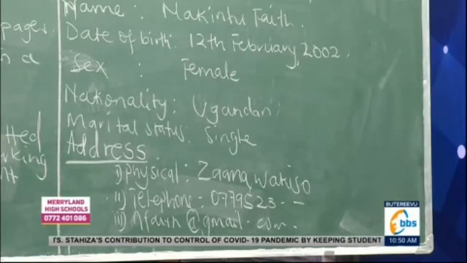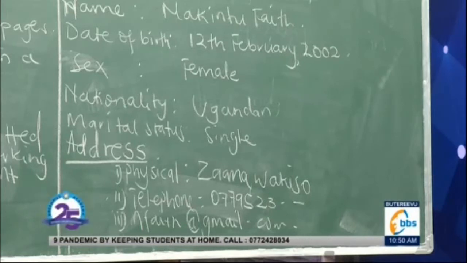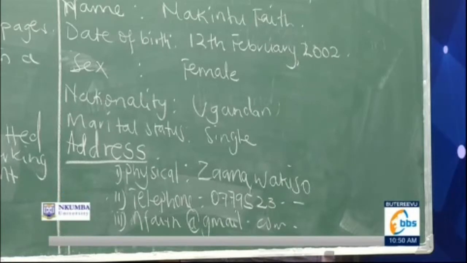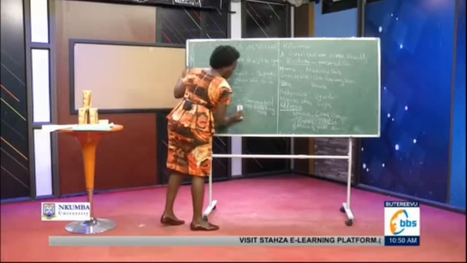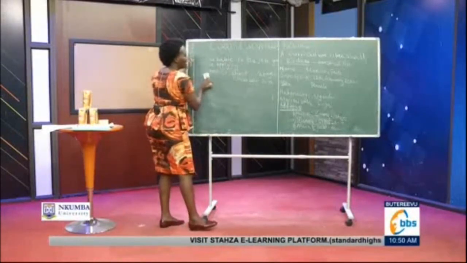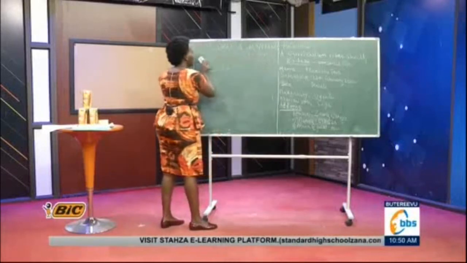Then your address, basically, how people can contact you. If they want you, where they can find you. The physical address, sometimes you could even add the box number, okay? Then you give your telephone number. In case they can't find you there, can they call you on which numbers? Then you indicate them. Then you also indicate your email in case you have one. That is basically the personal information.